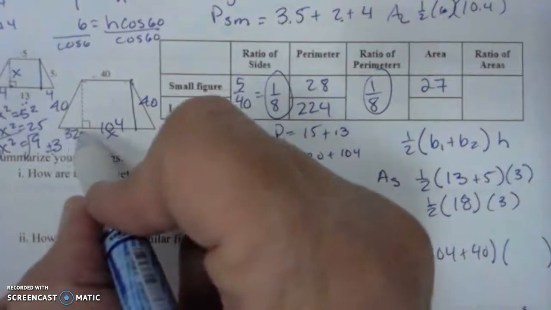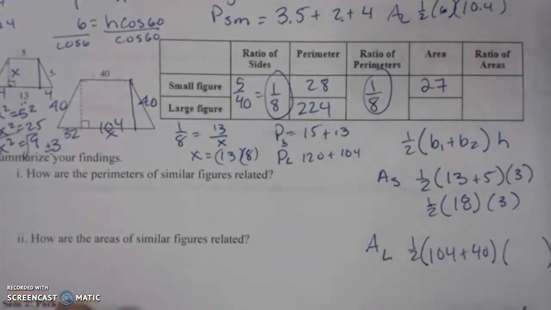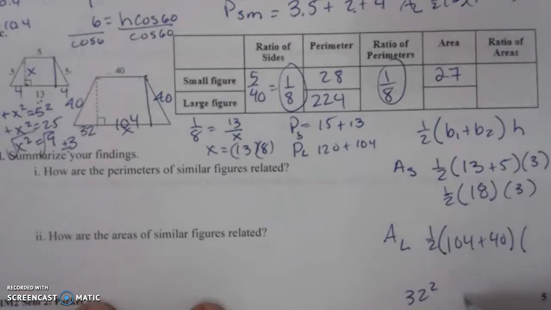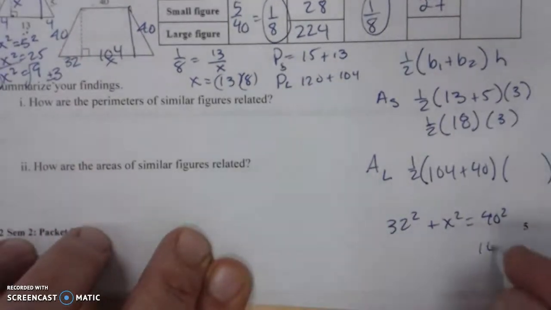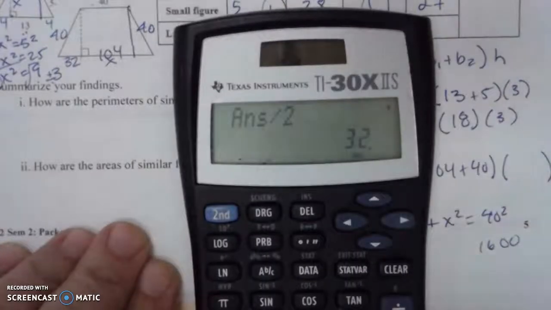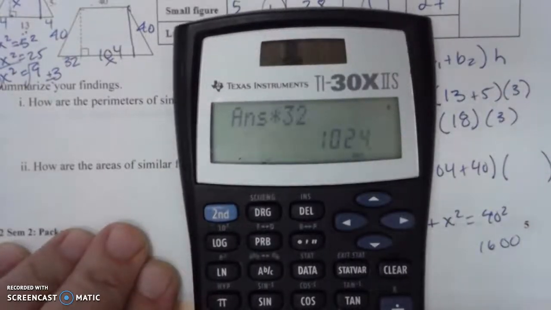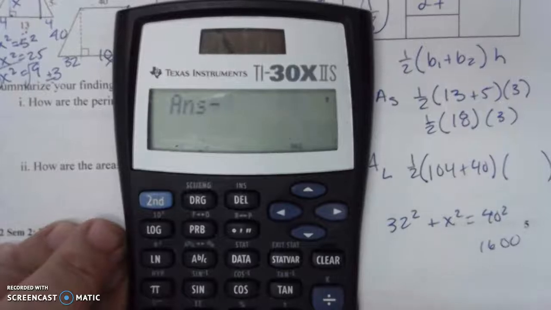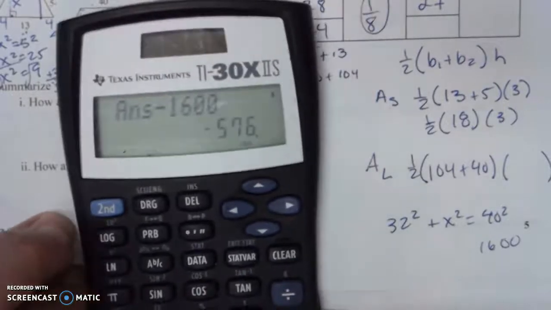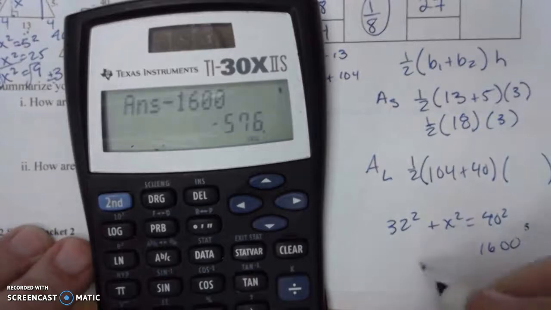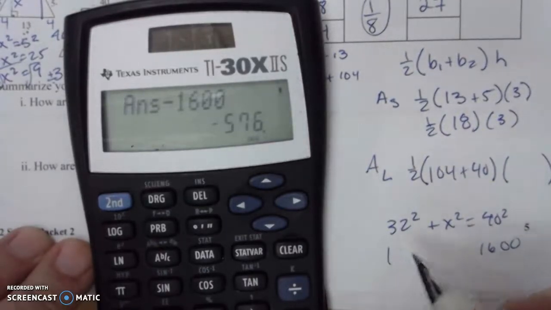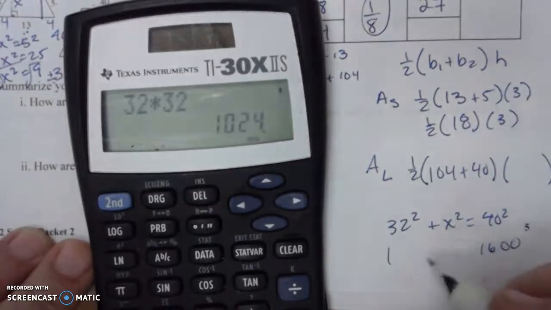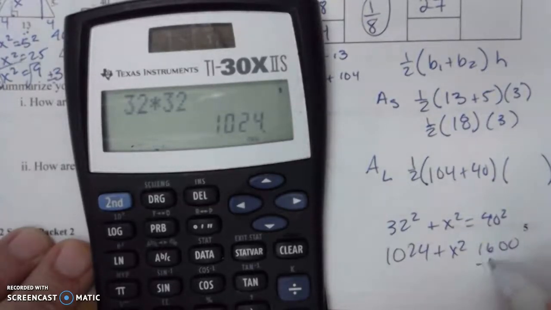So we're going to do 32 squared plus something squared equals 40 squared. 32 squared plus x squared equals 40 squared. This is 1600. What's 32 squared? 32 times 32 equals 1024. Subtract that from 1600. It should be positive. 32 times 32 equals 1024 plus x squared equals 1600. Subtract 1024, you get 576.